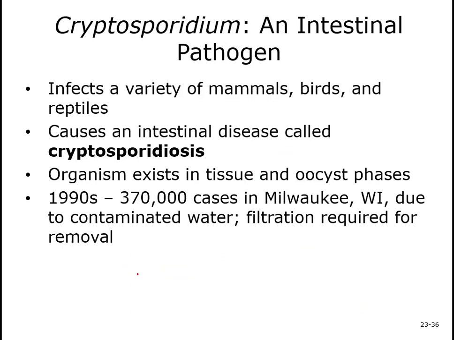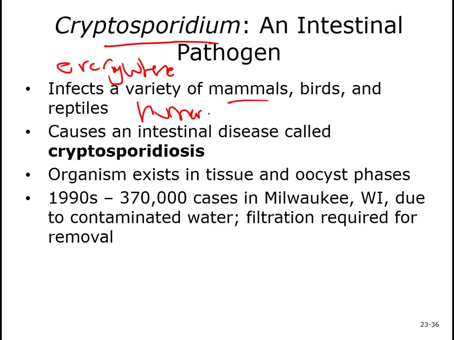Our next apicomplexan protozoa is Cryptosporidium. This is found everywhere. It's a very common pathogen. It can affect a wide variety of mammals, birds, and reptiles, and of course humans. Studies have shown that about 25% of adults have been exposed to this at some point in their life. They can look at the antibodies, the serology, and see that a lot of people have had this before.